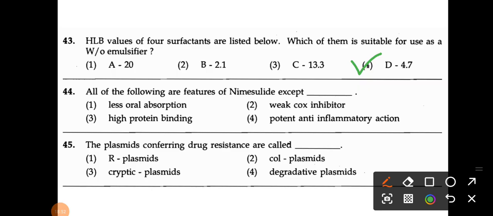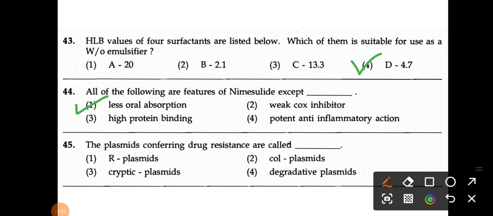So less oral absorption, weak COX inhibitor. We know nimesulides are COX inhibitors, right? These are the category from your non-steroidal anti-inflammatory agents. So nimesulide is a COX inhibitor. It has high protein binding, that is also correct. And obviously the name itself indicates these are the NSAIDs. So it is a potent anti-inflammatory action, but less oral absorption is the wrong statement among these, because nimesulide is given in a tablet formulation. So the oral absorption is also good in nimesulide, right? So that's why option number 1 is correct for question number 44.